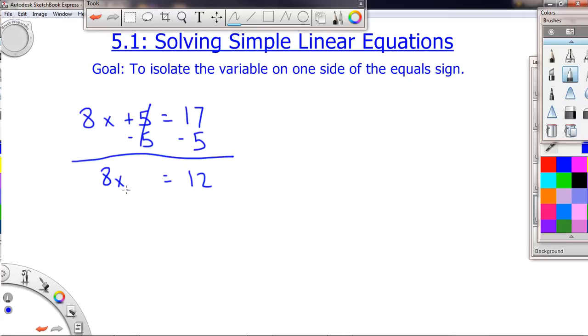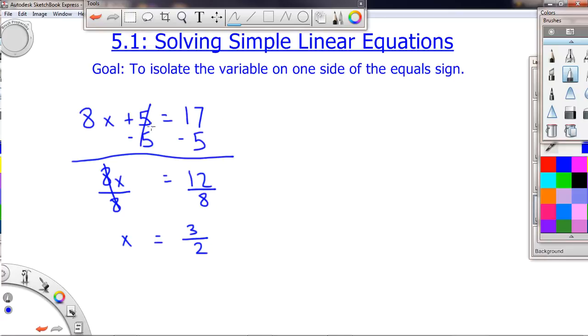So let's see here, 8x, that means 8 times x is equal to 12. So I need to divide by 8. The x is being multiplied by 8. To get rid of the 8, I need to divide by 8, because they're inverse operations. The 8's cancel. I'm left with x is equal to 3 halves, because 12 over 8 isn't a whole number, but it simplifies to 3 over 2 if you divide the top and the bottom by 4.